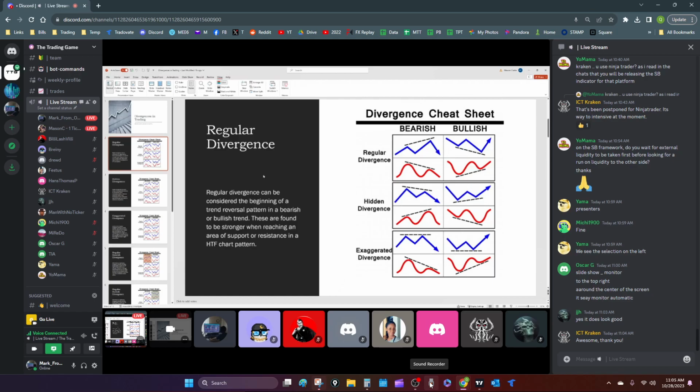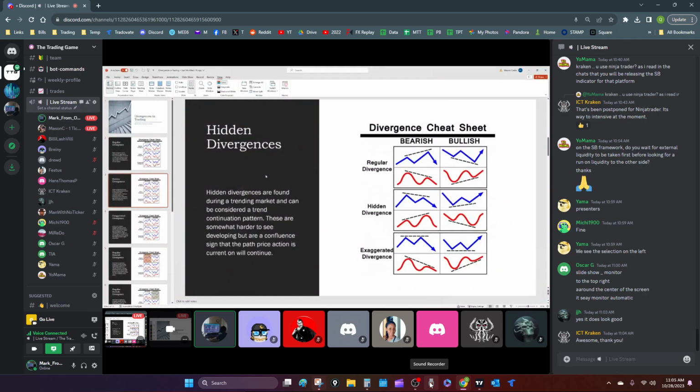Again, if you try to trade every divergence you see, you will blow up your account. These are only really strong when you're reaching those higher time frame support and resistance areas, external liquidity areas, things of that nature. So keep that in mind when we're going through this.